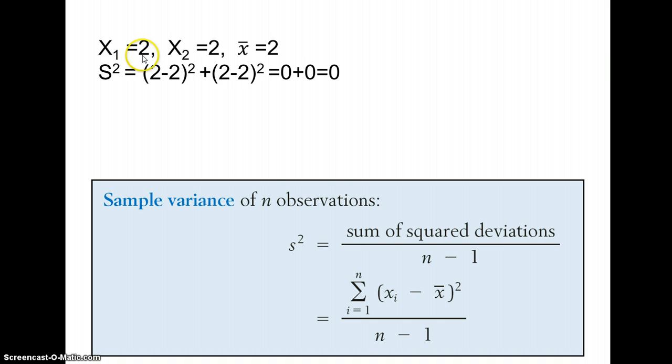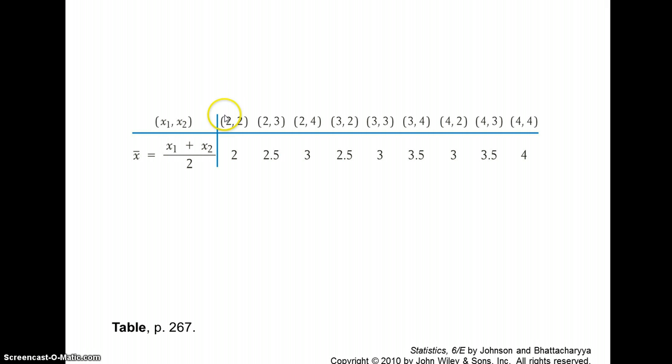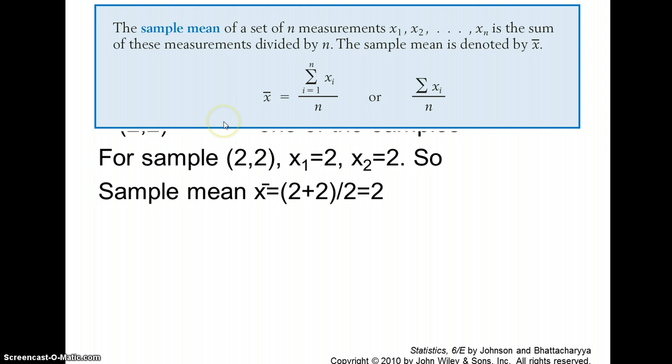So let's do the first sample, 2, 2. I'm going to work on the first one, the first sample 2 and 2. Don't look at the others. You have to do it for each sample. So for 2 and 2, I just calculated the average, which is adding these two values divided by sample size 2, which is 2.